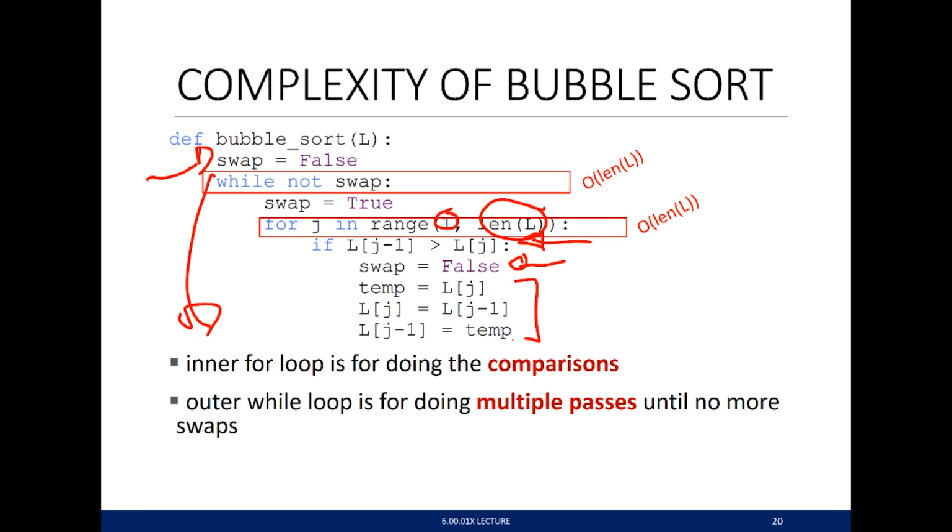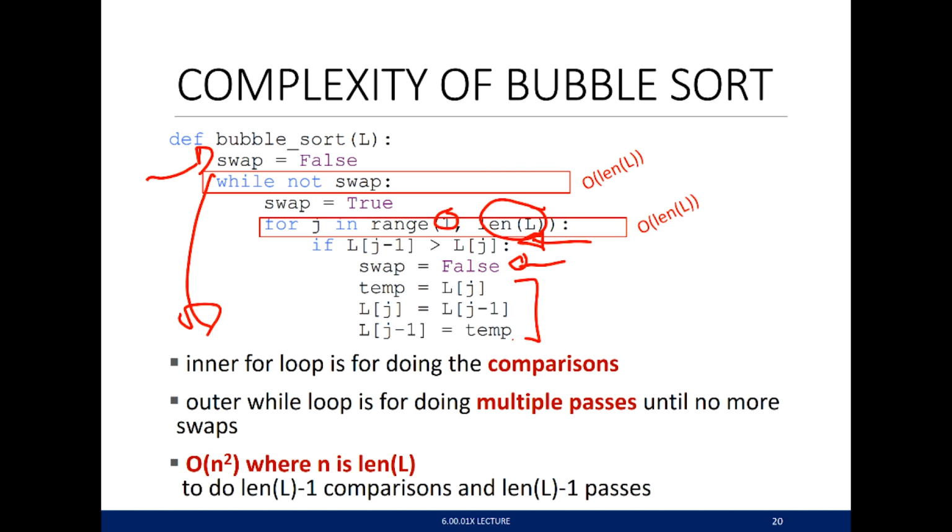And then how many times do I do it? If I'm lucky, not very many, but in general it's probably order length n. And so I can see what the order of growth here is. It's n squared because I've got to do n minus 1 comparisons, and I've got to do it n minus 1 times.